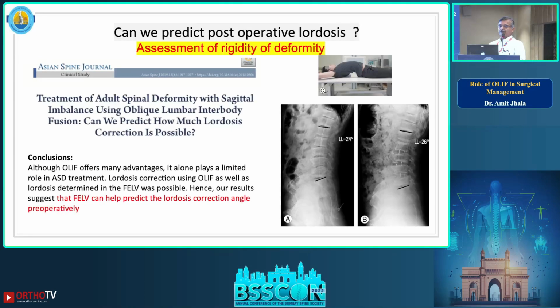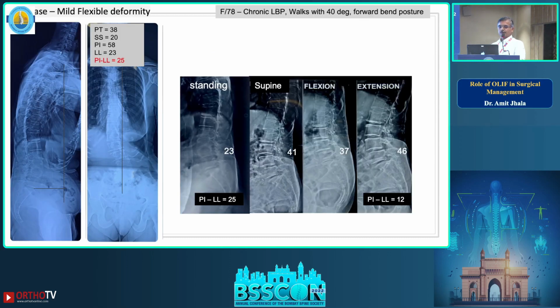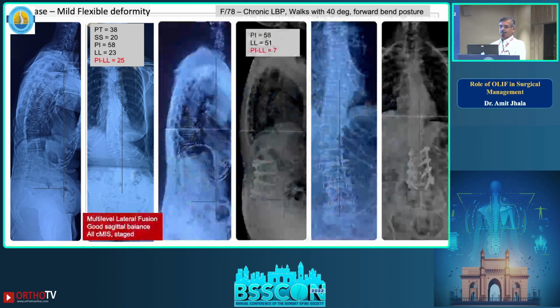So how can we assess the rigidity of the deformity? The rigidity of the deformity can be assessed by full extension lateral views, and this is what we also do. So some case examples and then I'll stop. This is a mild flexible deformity, and you can see that the PI-LL mismatch on standing X-rays was 25, but the same thing gets corrected in extension to a PI-LL of 12, so this is a flexible deformity. You can get a good correction, and this is what we did, a complete MIS procedure.